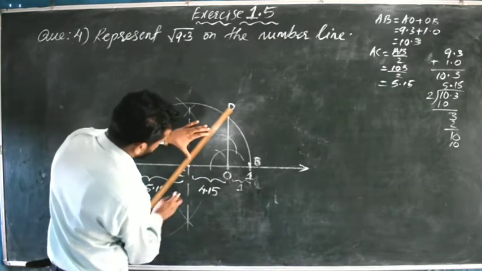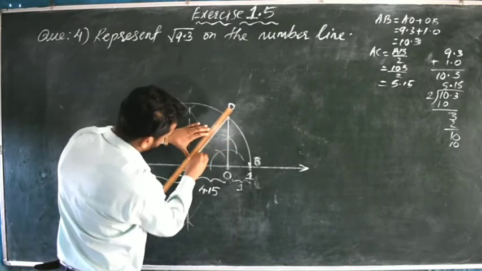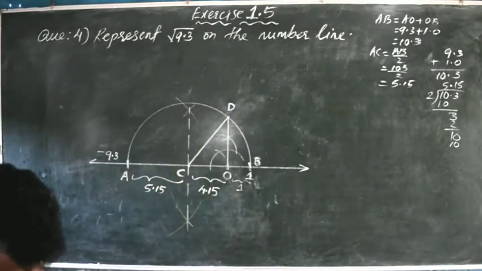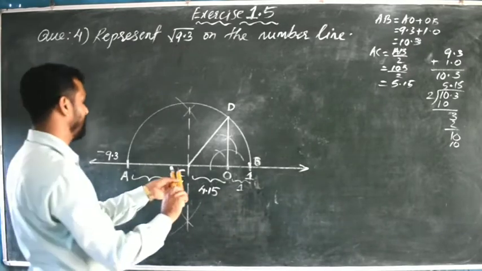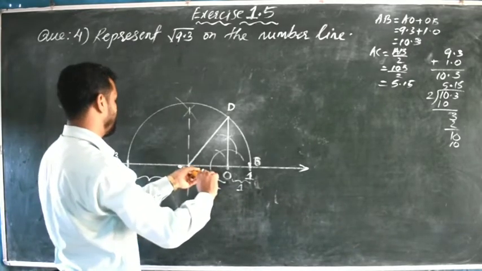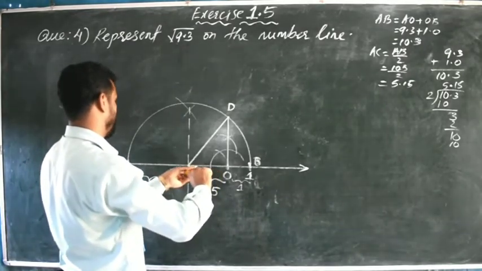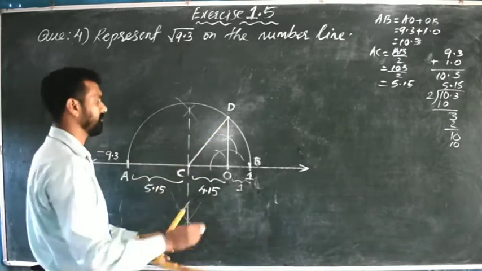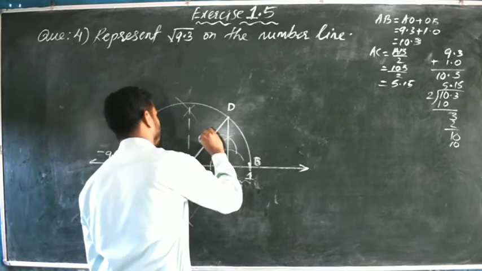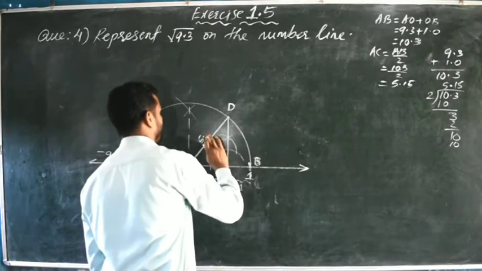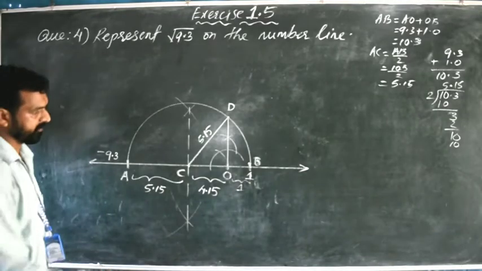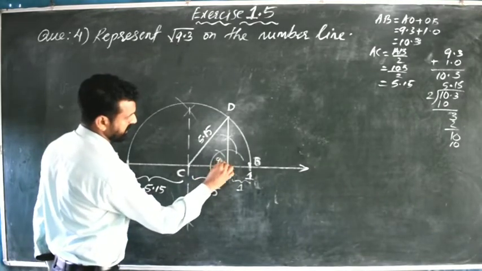Now join CD. We will join CD. Now what is the length of CD? CA is equal to 5.15, so CD also is 5.15. So this line is CD. Length of CD is 5.15. Now you see here we made 90 degrees. This one is 90 degrees.